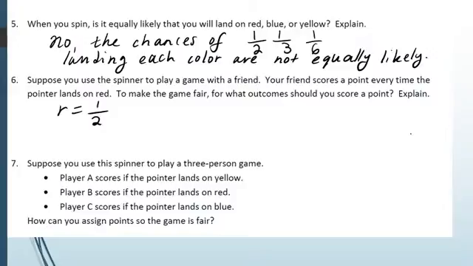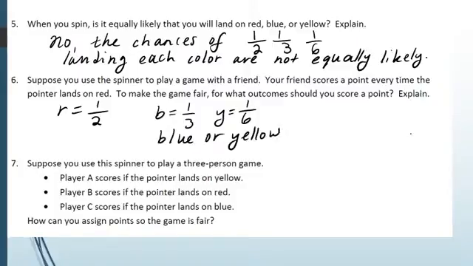So you might be thinking about how if blue was 1/3 and yellow was 1/6, if I got a point or you got a point for the spinner landing on blue or yellow, that would be 1/3 or 2/6 plus 1/6. That would be 3/6 or 1/2 probability. So if your friend gets a point for red, you should get a point for blue or yellow.